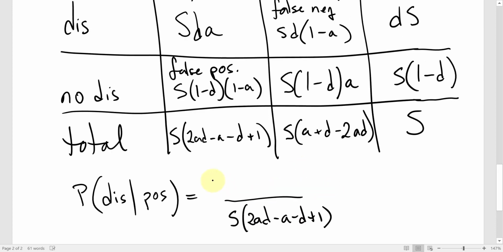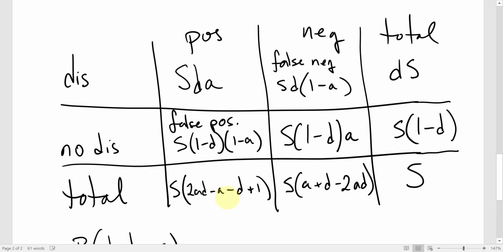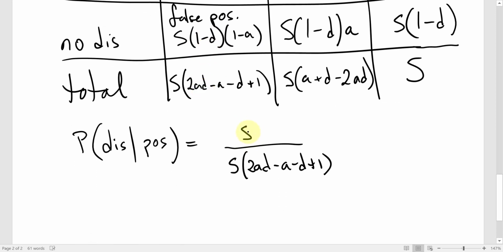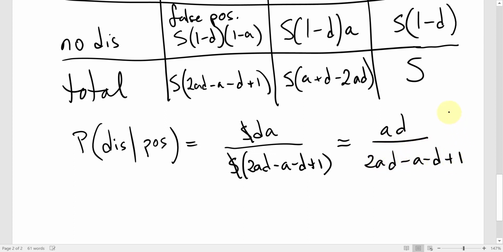And how many of those that tested positive actually have the disease? It's this number, S times D times A. So we put that on top. S times D times A. So now you can see it wouldn't really matter what size population we have or what size sample we have of the population. That cancels out, and we can just write this as A times D over 2AD minus A minus D plus 1.